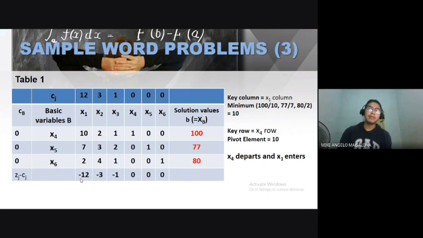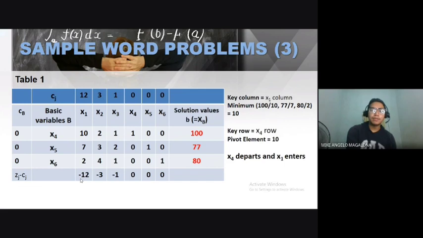Hence, we have our table 1 here. Our basic variables, which is B, has x sub 4, x sub 5, and x sub 6. The 12, 3, 1, 0, 0, 0 are the values of our x sub 1 up to x sub 6. In x sub 4, we have 10 in x sub 1, 2 in x sub 2, 1 in x sub 3, 1 in x sub 4, 0 in x sub 5, and 0 in x sub 6. Hence our solution value, which is b multiplied by x sub b, is equal to 100.